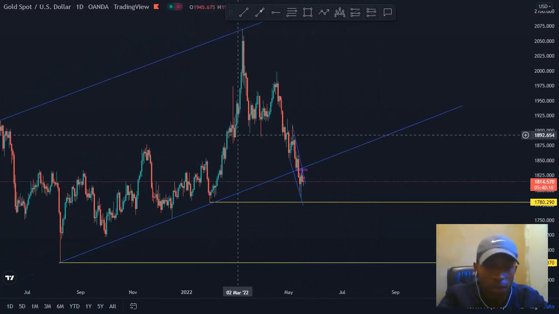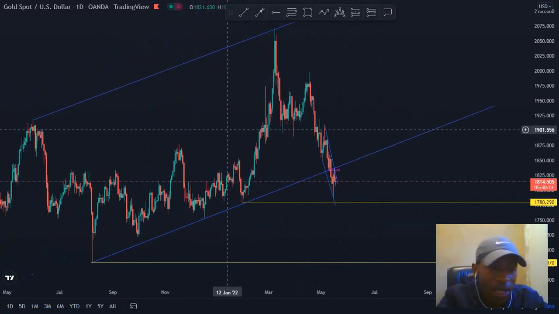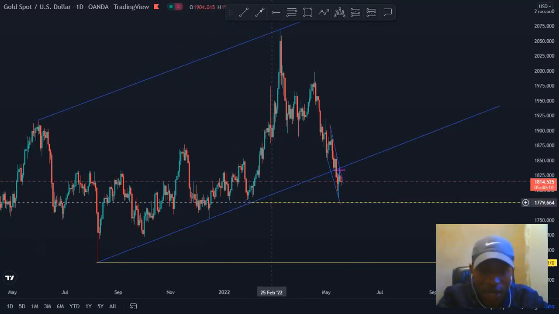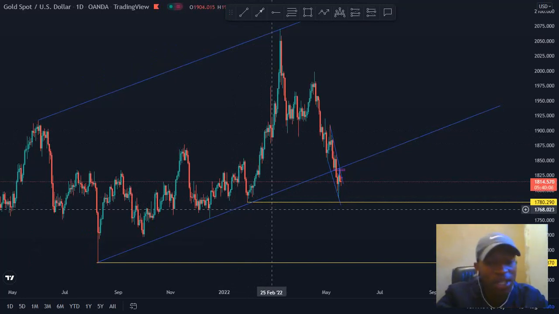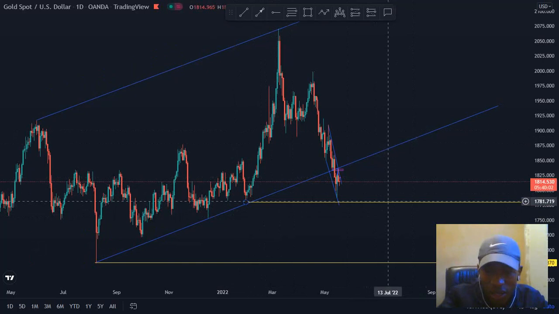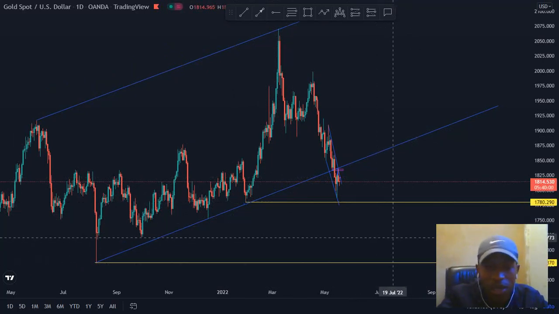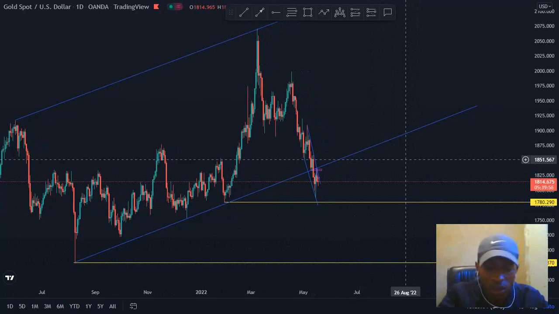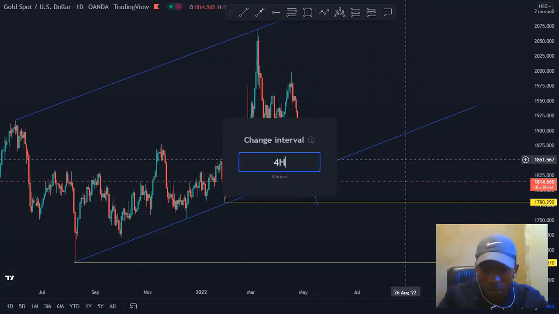So I found my momentum on the daily time frame. I'm comfortable with that. These yellow lines represent my longer term targets. When I take sales here, this is my first target, and this is my second target area. Now let's go to the 4-hour time frame.